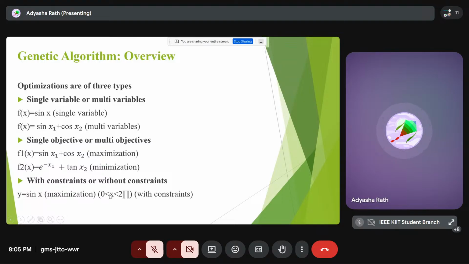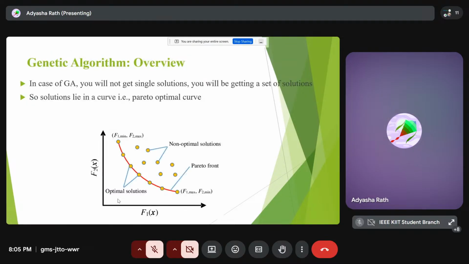With constraint or without constraint: here we have some constraint, that means y = sin x for maximization, and x lies between 0 and 2π. This is the meaning of a constraint. If we do not give any condition, it is called without constraint. So first of all, in case of GA, you will not get a single solution. You will get a large set of solutions, in a particular curve. The curve is called what? Pareto optimal curve.